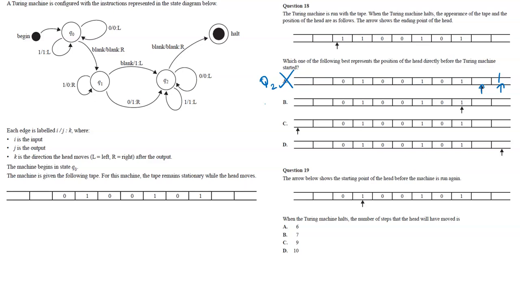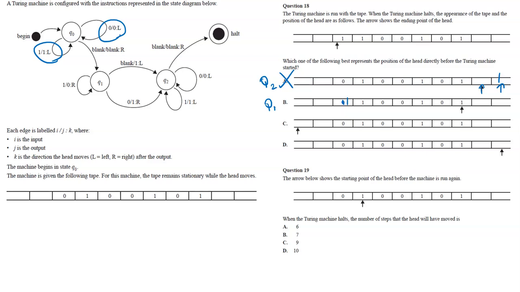So B, we'll start in state 0. And if we look at these two loops on state 0, it says essentially stay in 0, keep going all the way back until you hit a blank. So we can skip a bunch of steps there. When we get to the blank, we leave it blank. We move to the right and we change into state Q1. If we see a 0, we turn that into a 1.